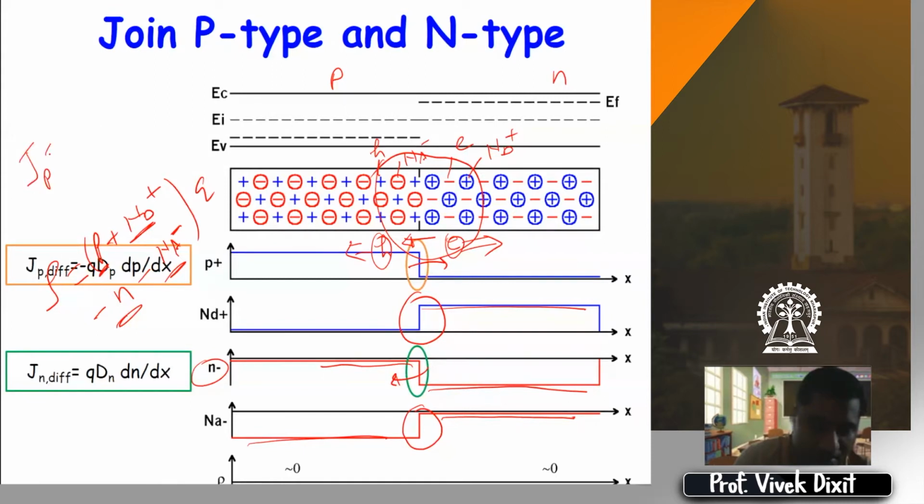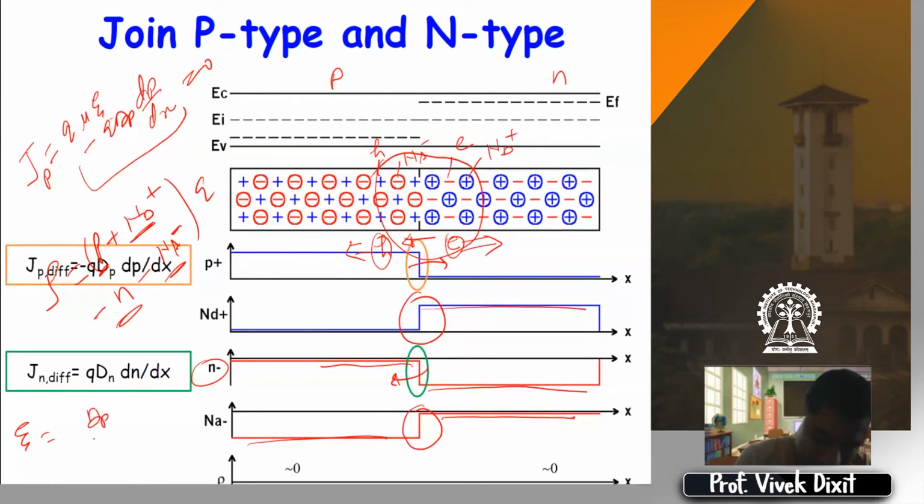If you just want to write for holes, J is basically Q times mu times E minus Q dP by dx, right? This will be zero. So from this also you can get the electric field. Electric field will be dP by mu p, Q will cancel, and dP by dx. And if you integrate this electric field, you will get a built-in potential, right? So you can have another relationship there.